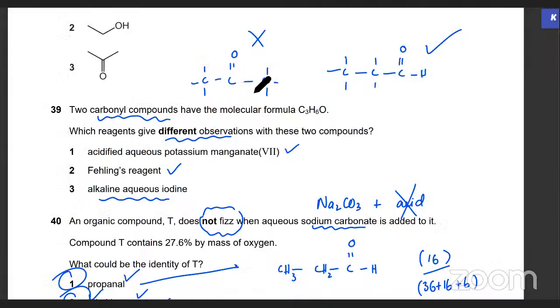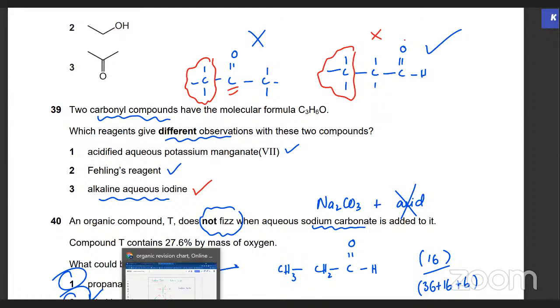So if you look at this molecule over here, the ketone has a CH3 right next to a C=O, so it will give a positive test with iodoform. This one will not, because it has a CH3, but it's not next to a C=O. So this one will give you a positive test with iodoform, and this one will not. So again, it's going to give you different observations as well. Okay, clear?